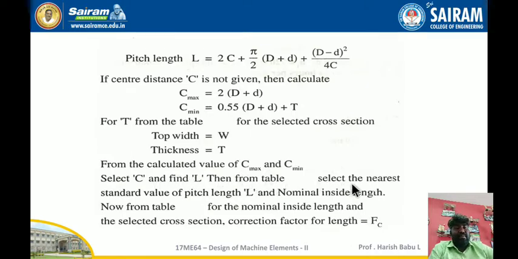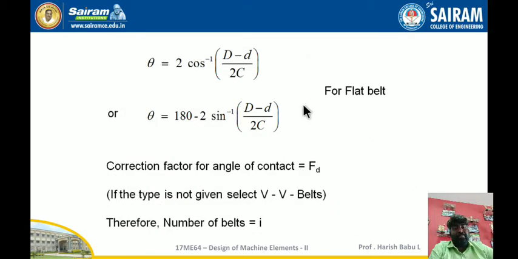Then from the table, select the nearest value of the pitch length L and the nominal inside length. Again from the table, for the nominal inside length and the selected cross section, the length factor Fc will be selected. Theta will be given as 2 cos inverse of (D − d)/2C for a flat belt, or theta = 180 − 2 sin inverse of (D − d)/2C. The angle correction factor Fd will be selected from the table.